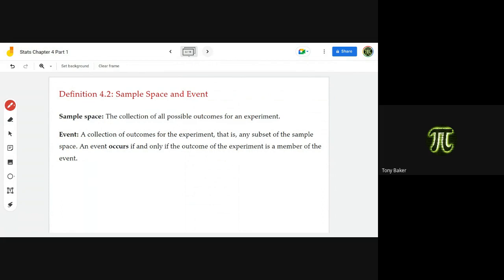The event is the collection of outcomes for the experiment. That's what we're looking at. And that can change. So when we're looking at dice, you can have a ton of different events. You don't have to necessarily have just one event. The sample space probably won't change, but the events do. Any questions on those?